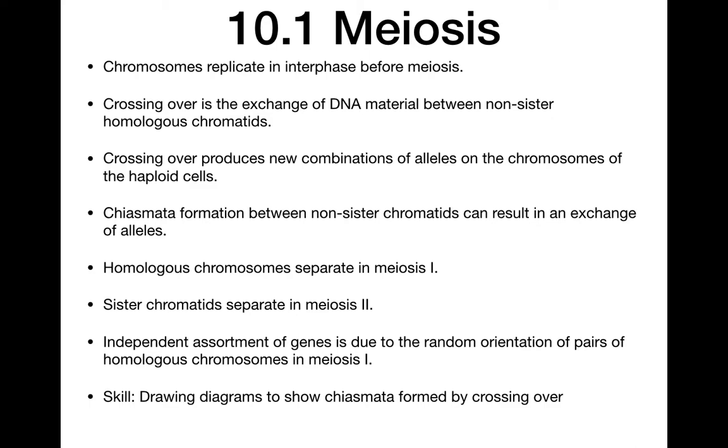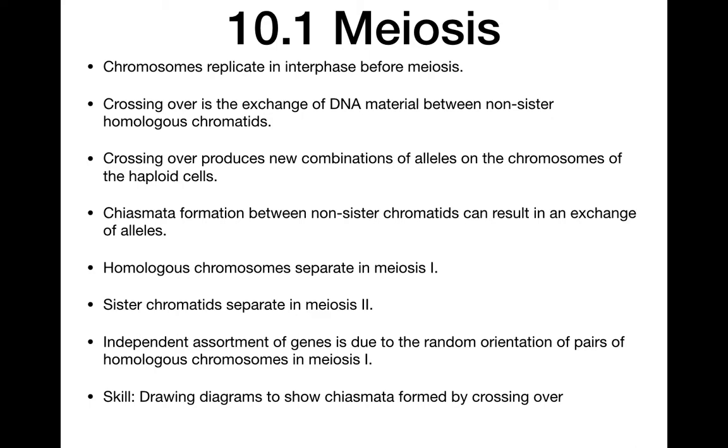Chromosomes replicate in interphase before meiosis. Crossing over is the exchange of DNA material between non-sister homologous chromatids. Crossing over produces new combinations of alleles on the chromosomes of the haploid cells. Chiasmata formation between non-sister chromatids can result in exchange of alleles. Homologous chromosomes separate in meiosis 1. Sister chromatids separate in meiosis 2. Independent assortment of genes due to random orientation of pairs of homologous chromosomes in meiosis 1.